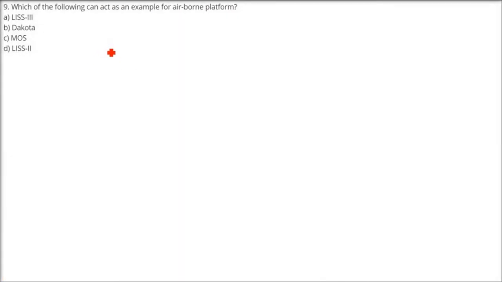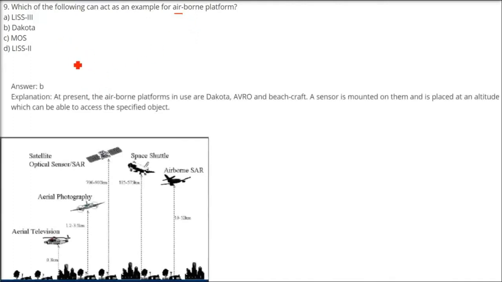Which of the following can act as an example of an airborne platform? Airborne is some platform in the air. For example, aircraft, or a balloon. These are all airborne. If you go to water, it will be waterborne. If you are standing on the ground, it's soil-borne or ground-borne.